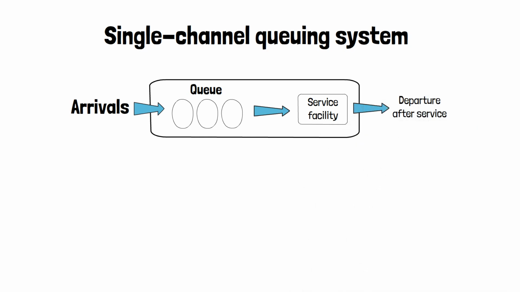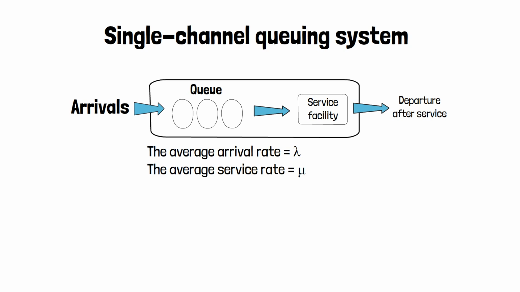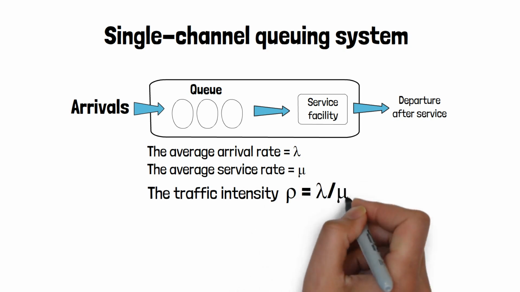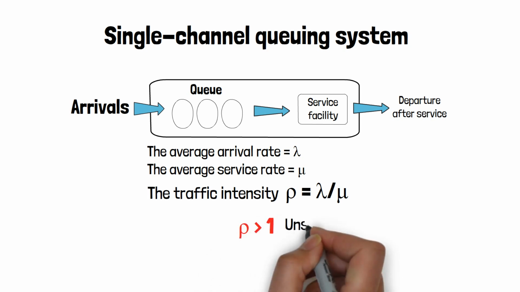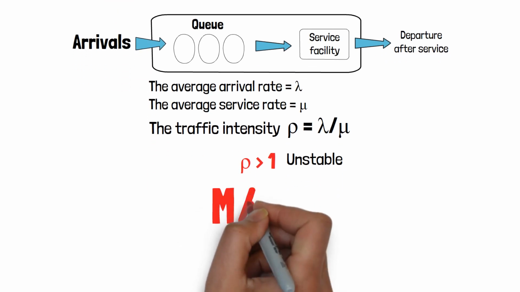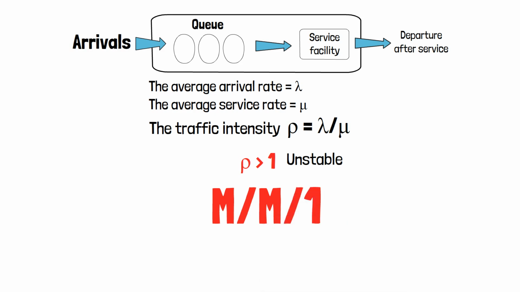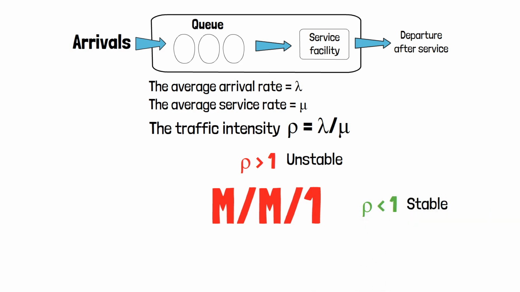In a single-channel queuing system with exponential service times, the average arrival rate and the average service rate are critical parameters. The traffic intensity is defined as the ratio of the arrival rate to the service rate. When the average arrival rate is faster than the average service rate, the system becomes unstable, leading to an infinite queue. Therefore, one of the key assumptions in MM1 models, single-channel, exponential service times, infinite calling population, is that the average arrival rate must be less than the average service rate to ensure system stability.